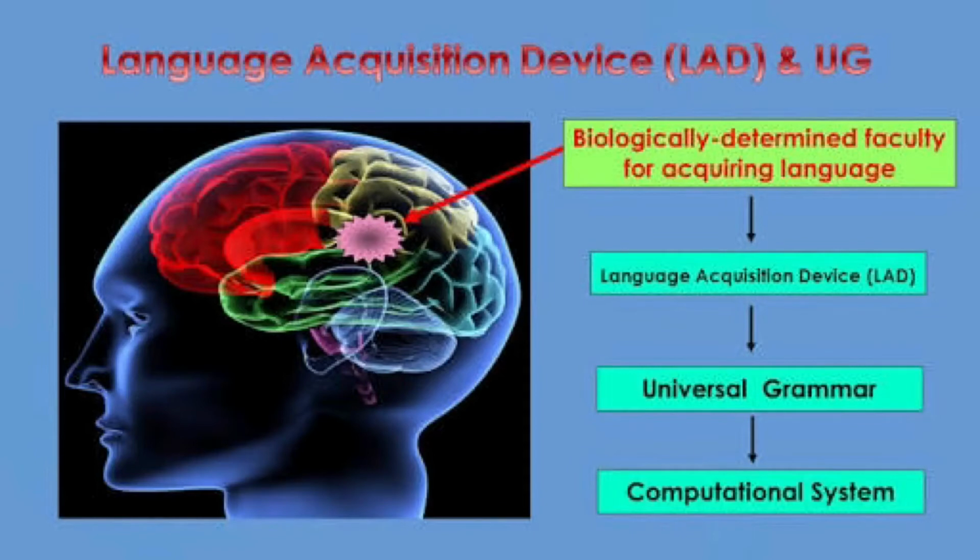Noam Chomsky proposed the idea that humans are born with a language acquisition device, also known as LAD. It is said to be a mental faculty that enables children to learn the grammar of a language, and this innate knowledge is called universal grammar.